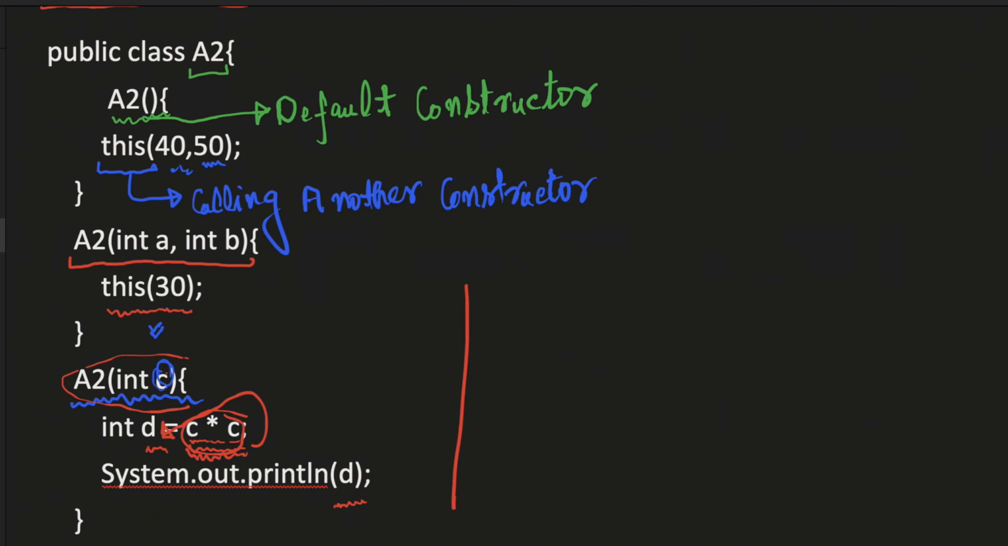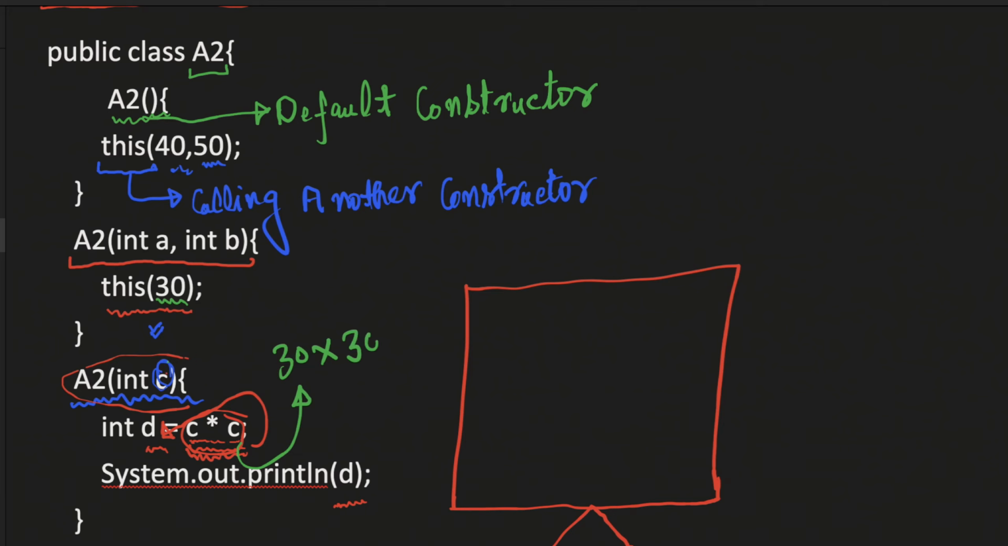Let me draw the console. This is the console. So let me write the output of this program. 30 we are passing into the third constructor. It means that here we have 30 multiplied by 30. So it is going to be 900, which is stored inside d. Yes, that value is stored in d. So now in d we have 900.